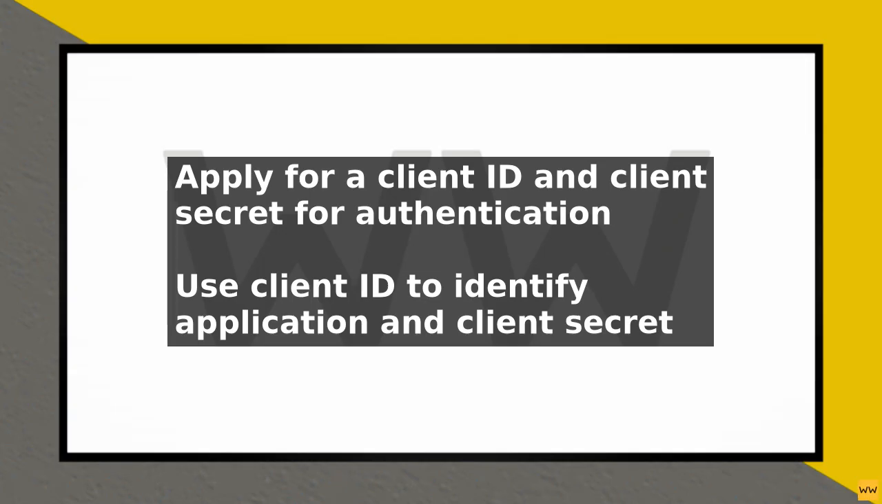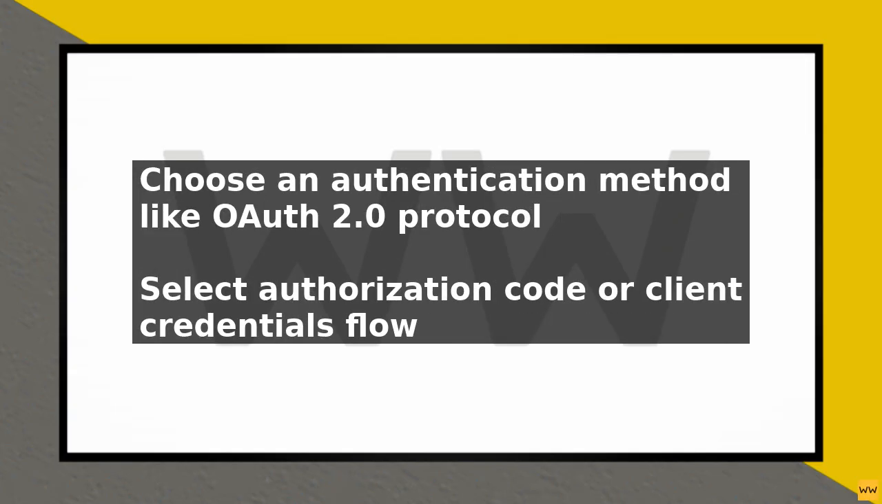The redirect URI is the URL that the user is redirected to after authorization. Now, make API requests to the Charles Schwab API. The API supports various endpoints for different tasks, such as retrieving account information, executing trades, and getting market data. Use the client ID and client secret to authenticate API requests.